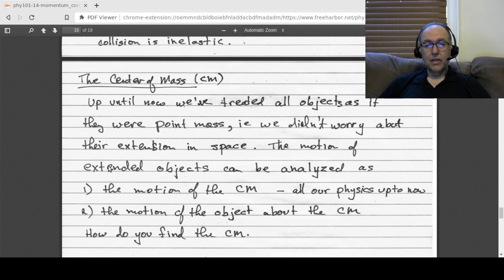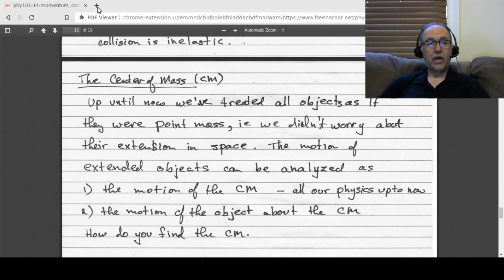So it's basically the motion of an extended object can be analyzed as the motion of the center of mass plus the motion of the object about the center of mass. This about the center of mass, that's the topic of rotational motion, which is the last topic in the course, okay? So this center of mass is important.